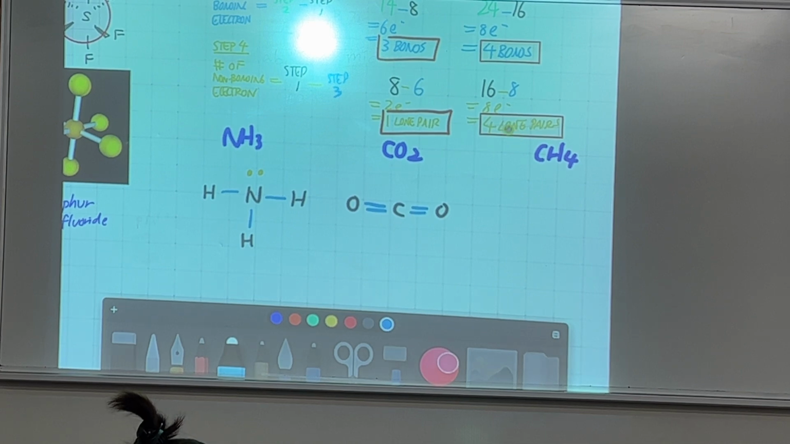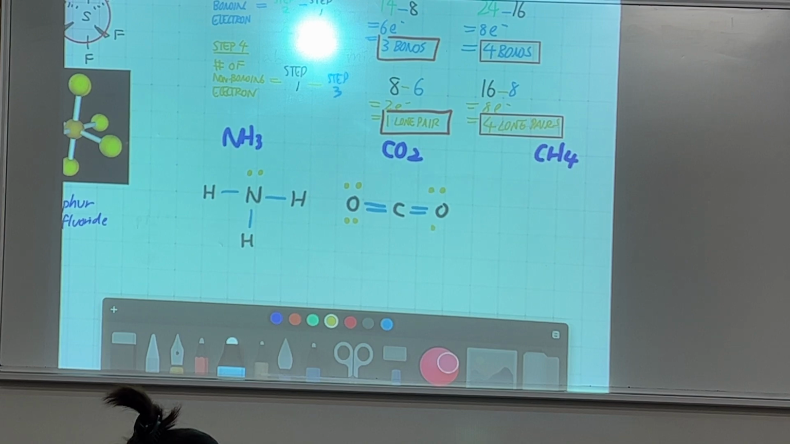Where should you put the lone pairs? Should we put any on C? No, C is happy, it's satisfied. It already has 8. So we put 2 on each oxygen. So like this.